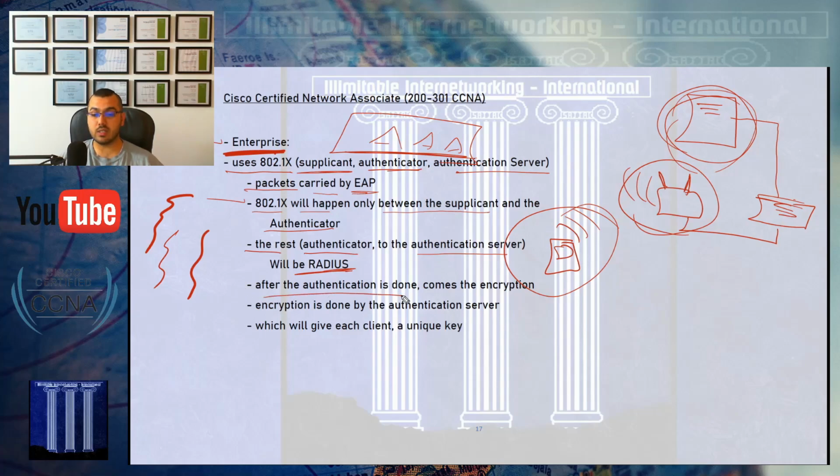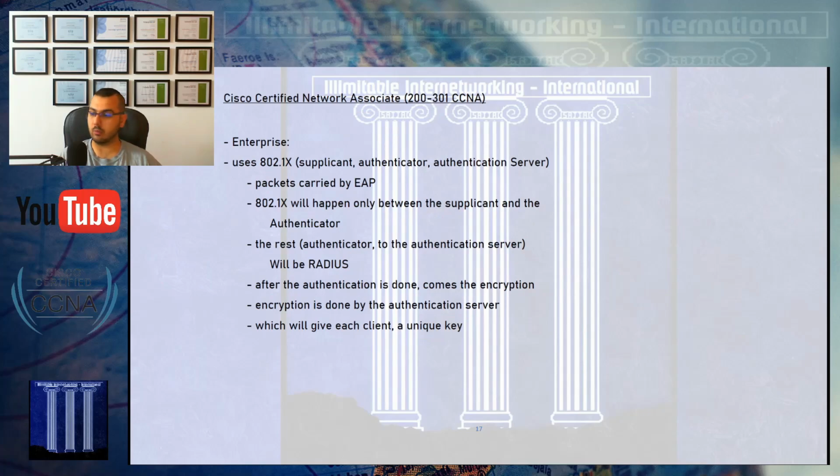After the authentication is done, encryption will start. So using WPA for enterprise enforces authentication first between those devices, and after that, encryption starts. Encryption is done by the authentication server right now, not by the access point. This is the difference, which will give each client a unique key. Those are the main differences to know between enterprise and personal WPA, or WPA1, actually called WPA.